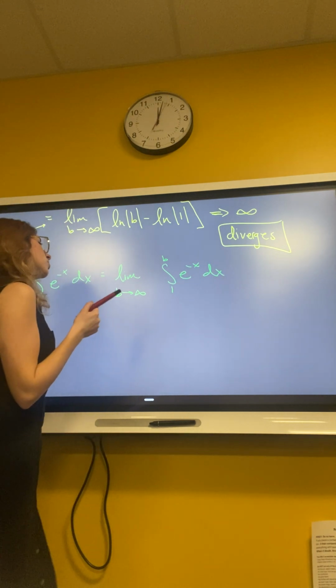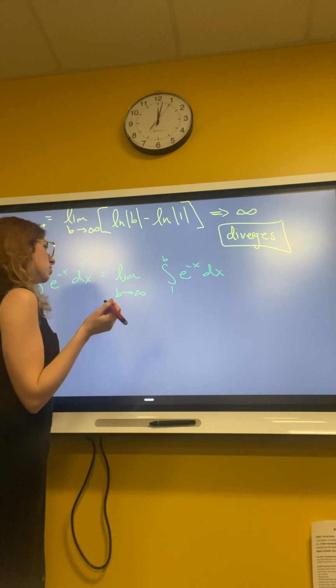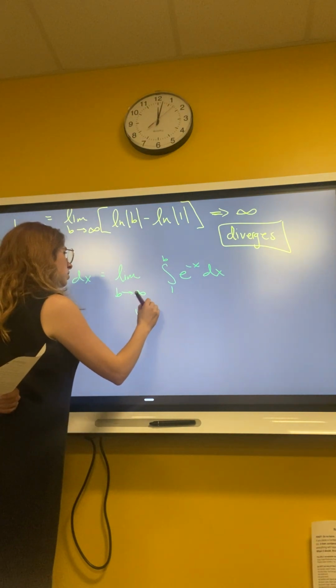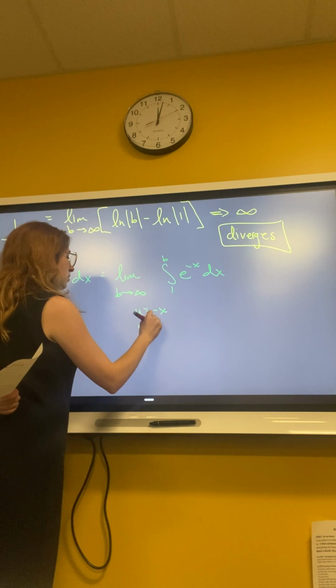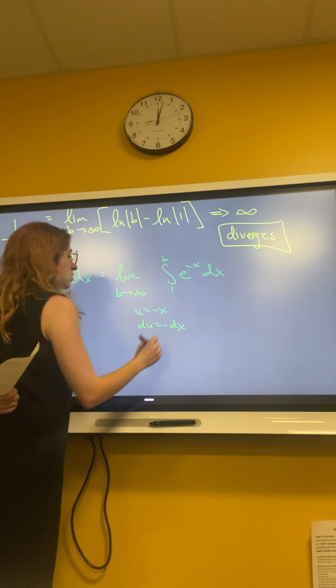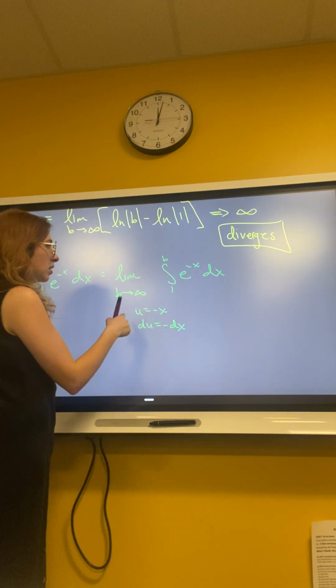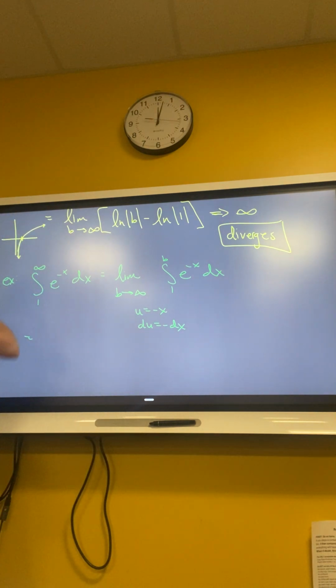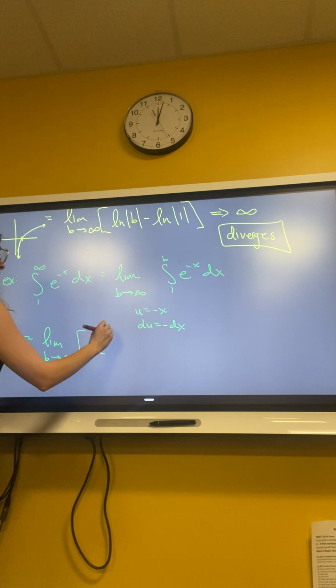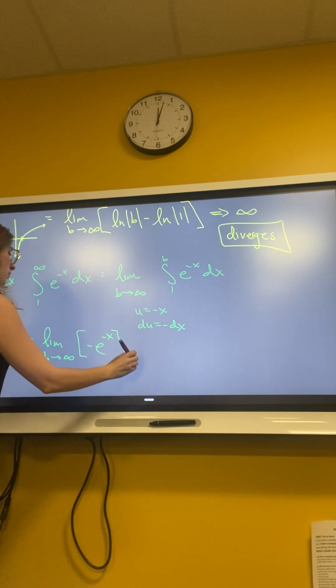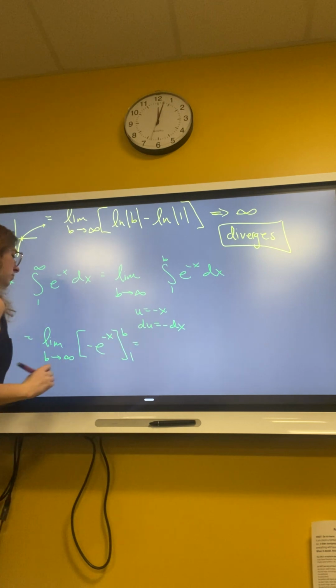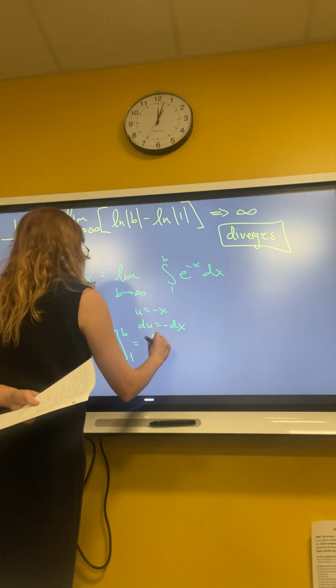So I know the integral of e to the u is e to the u, right? So the only difference here is I'm going to need a negative in front. But I still have the limit as b approaches infinity. Negative e and the u remains the same, from 1 to b. So now I plug in top and bottom.